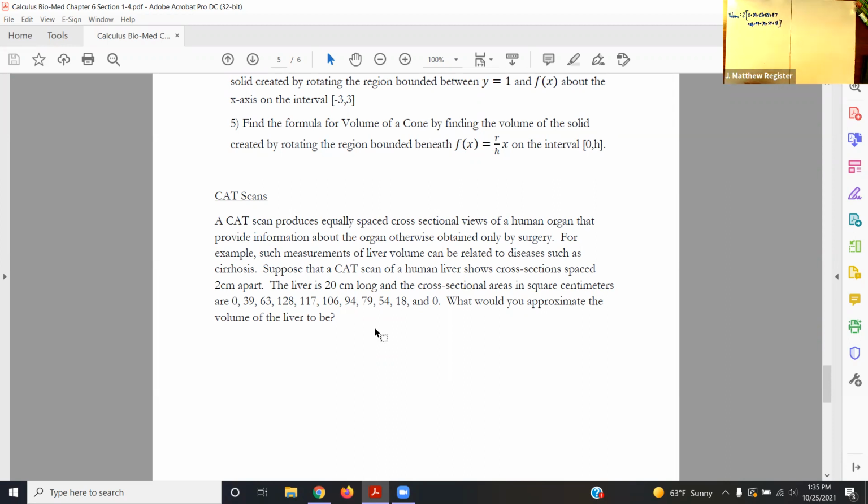And that will give you the volume, or an approximation for the volume. And I will throw that into my handy dandy calculator. 39, 63, 128, 117, 106, 94, 79, 54, and 18. And then multiply by 2. I end up getting 1396 cubic centimeters.